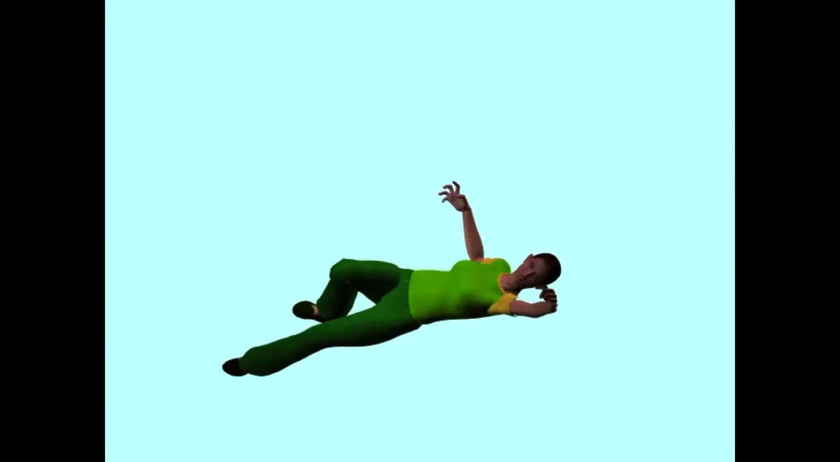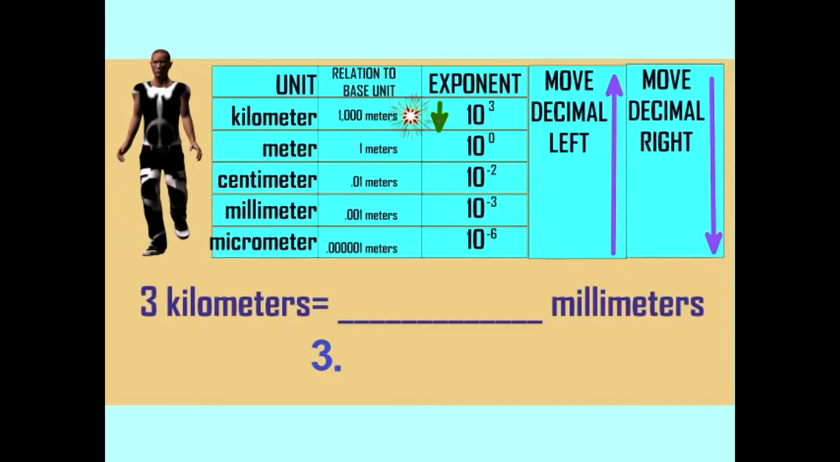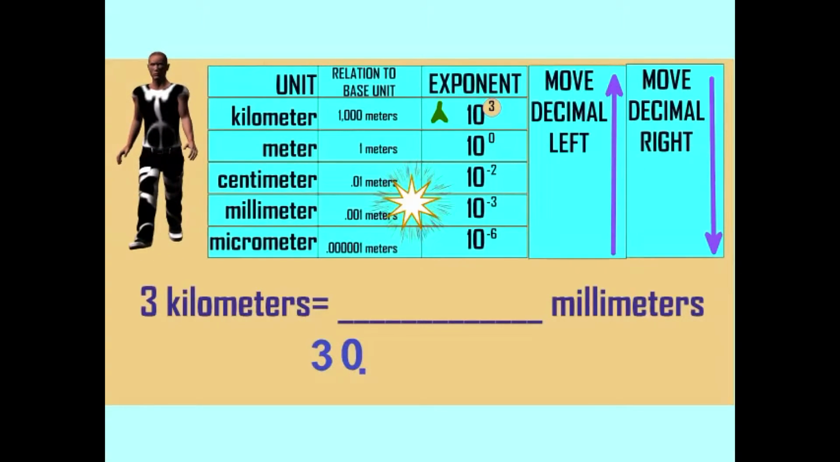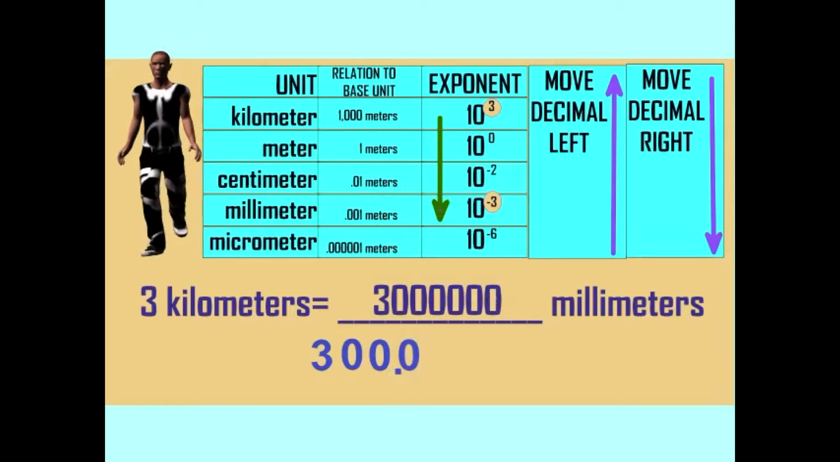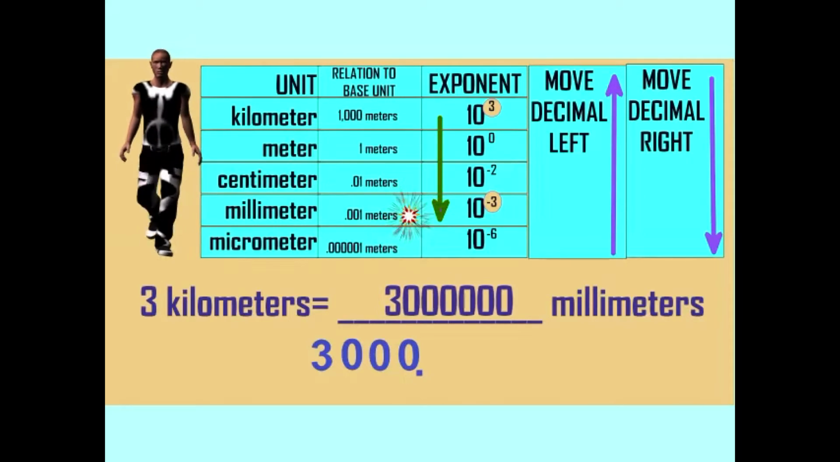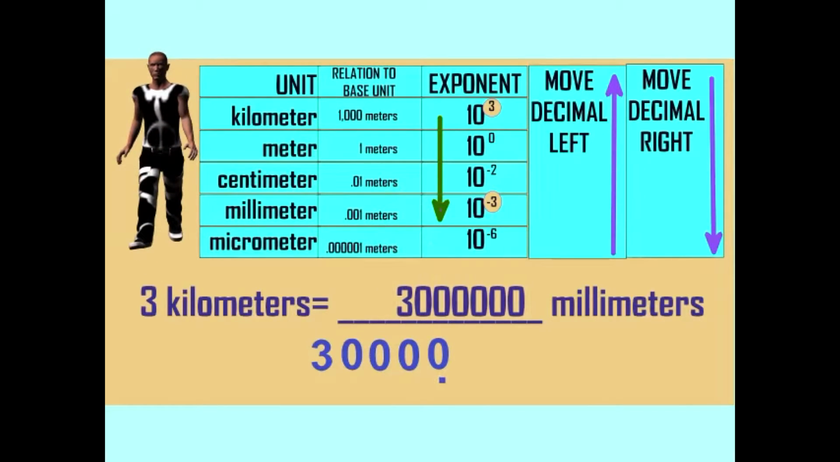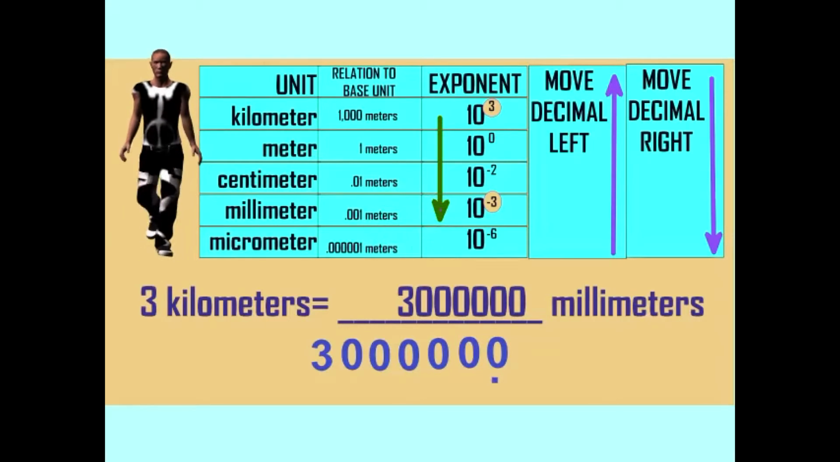How many millimeters is 3 kilometers equal to? If I want to convert kilometers into millimeters, they differ by 6 powers of 10 because kilo is represented by the exponent 10 to the third and milli is 10 to the minus third. That's a difference of 6 powers of 10, so I will be moving my decimal place 6 places. And since I'm traveling from the larger value of kilo to the smaller value of milli, I will follow the downward arrow on my graph and move my decimal place 6 places to the right.